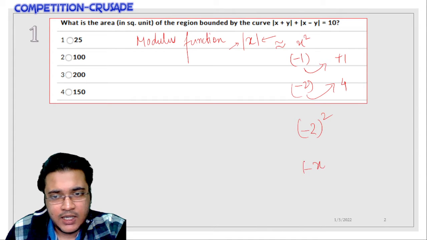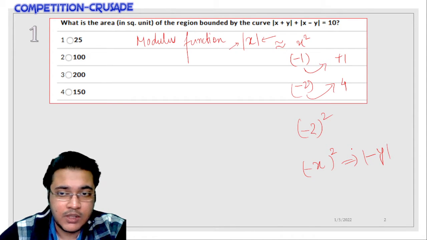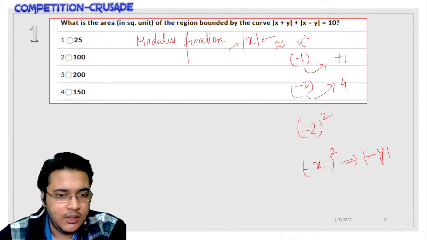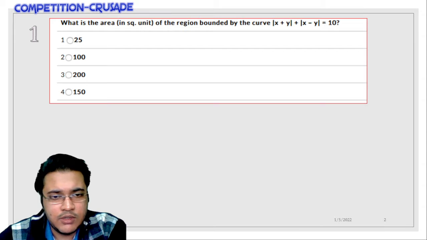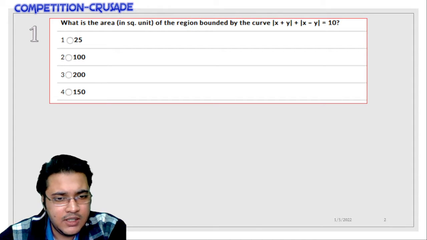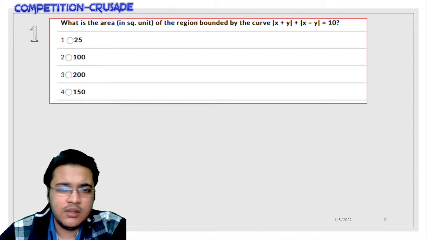Okay, so if you square a negative x, this can never be negative y. So this is what I need you to understand. Okay, so anyways, this is what it is. Now let's see how to proceed with this question. This question is pretty intuitive in its own structure.